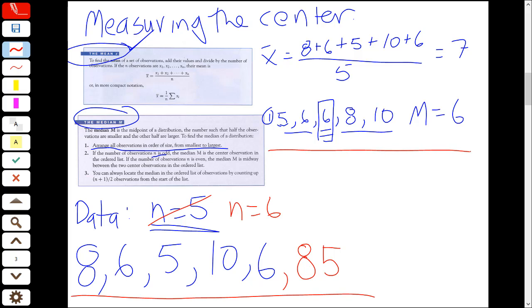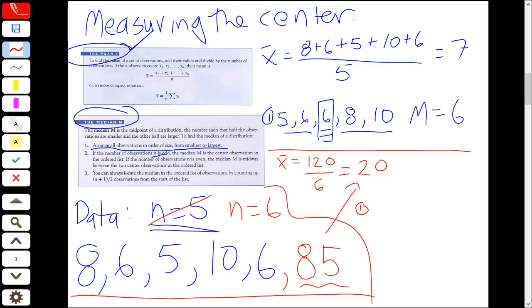Okay, so the mean for this is going to be the same, except we're going to add all 6 of these numbers up, and when you do, you get 120, and you divide it by the total number of observations, 6. When you do this, the mean would be 20 rebounds a game. Notice how this single observation of 85 really made that mean bigger. But now let's calculate the median.